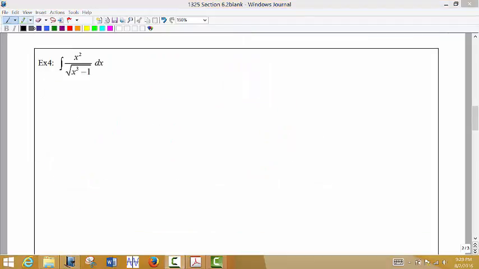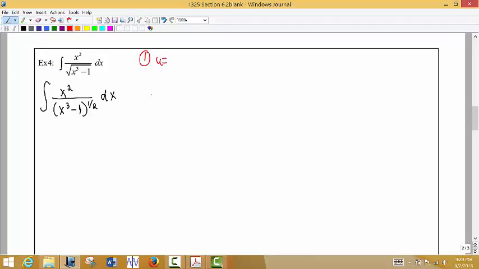Alright, for example 4, we talked about when we were integrating or taking the derivative, anytime that we see a radical, we're going to rewrite that as an exponent. So I have a square root of x cubed minus 1. I'm going to replace that with x cubed minus 1 to the 1/2 power. Alright, so we're going to rewrite that. Okay, as soon as we do that, we're going to use substitution. So we want to know what we should let be u.